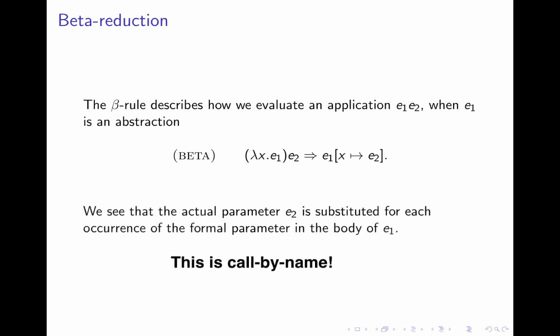And that's just call by name. So that's what beta reduction really is. It's the parameter mechanism call by name. Syntactic substitution of the actual parameter for the formal parameter.